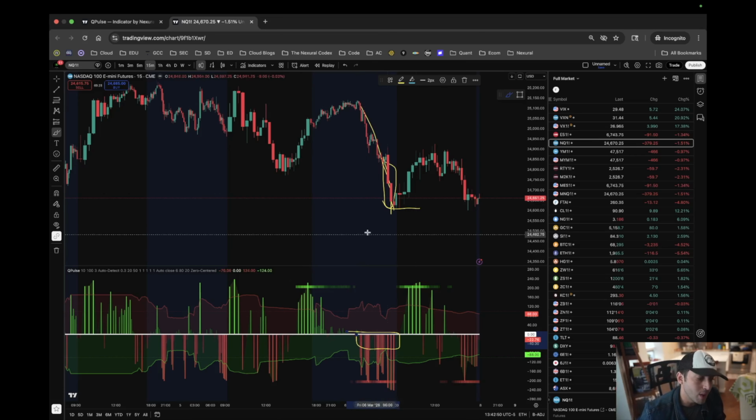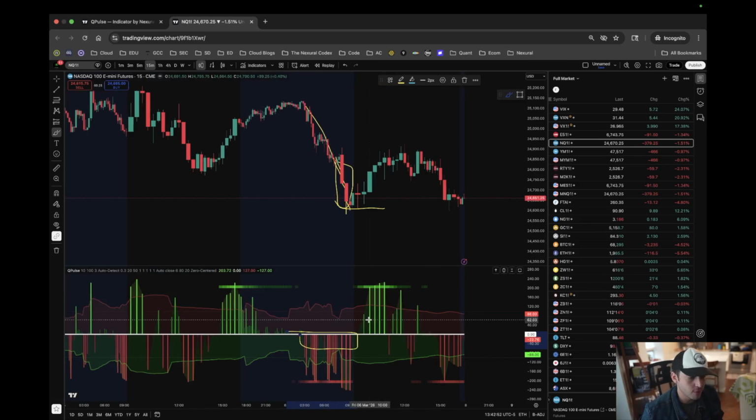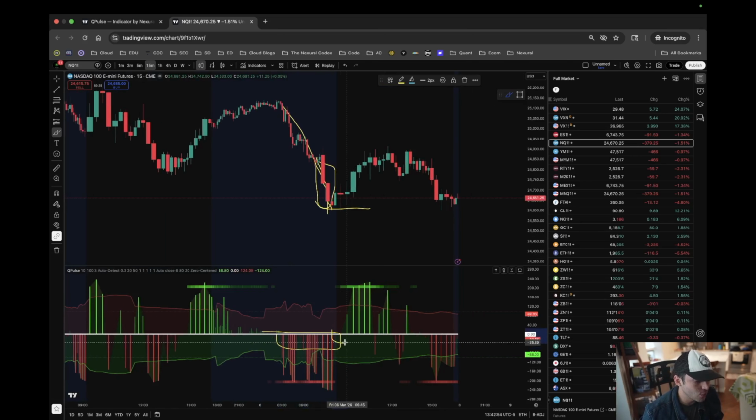No doubt about it. But when the market opened, what I noticed off the Pulse indicator is that pulse, or that imbalance, let's call it the selling pressure, let's just make it real simple, the selling pressure was no longer there.